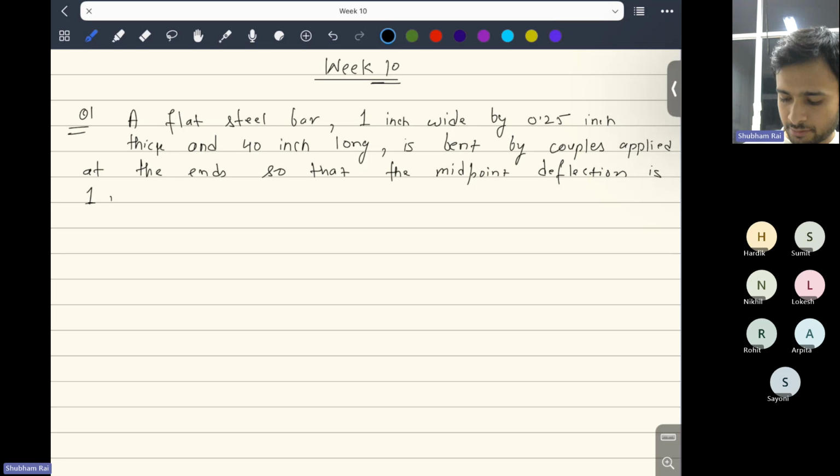So only couples have been applied. So this is a case of pure bending. There are no transverse point loads or uniformly distributed loads applied. Also, couples are not varying with respect to length of the beam. It's a case of pure bending.